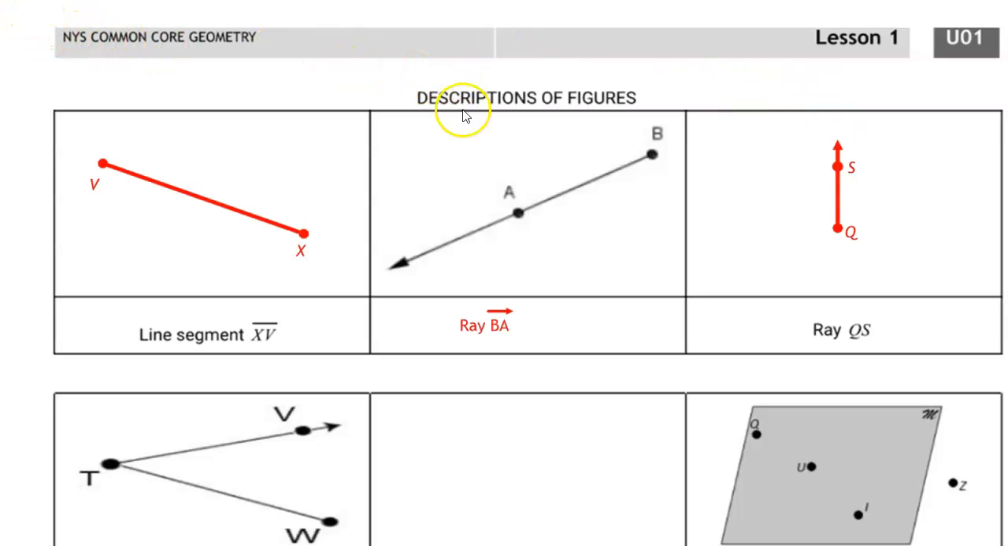All right, here are the answers for those first 3. Line segment XV, again, as I said previously, it doesn't really matter in which orientation we draw this. You could have drawn it straight up or horizontally, as long as one of the end points says X and one of the end points says V.